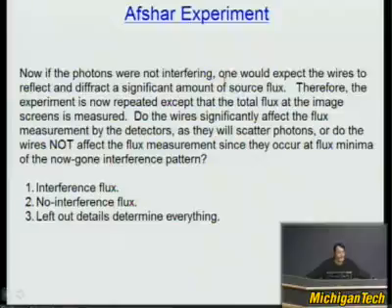So how does this double slit experiment work? Is there an interference pattern or not? Can you both get an interference pattern and determine which way the photons went? Which do you think it is here? Interference flux, no interference flux? This is a tough one, even for people highly schooled in quantum mechanics.